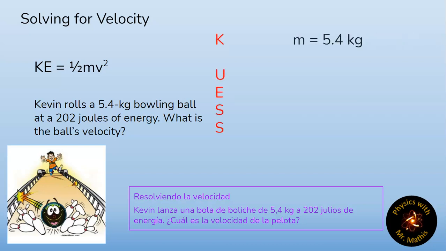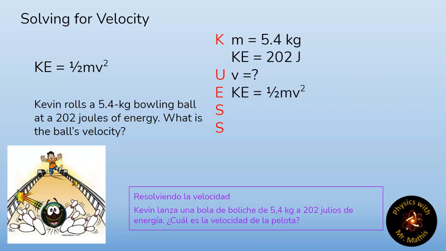Using KUESS again, our knowns from the problem: the mass equals 5.4 kilograms. The kinetic energy is 202 joules. The unknown this time is velocity, but we're going to use the same equation, the kinetic energy equation. Substituting in the knowns, we get 202 joules equals 0.5 times 5.4 kilograms times velocity squared.